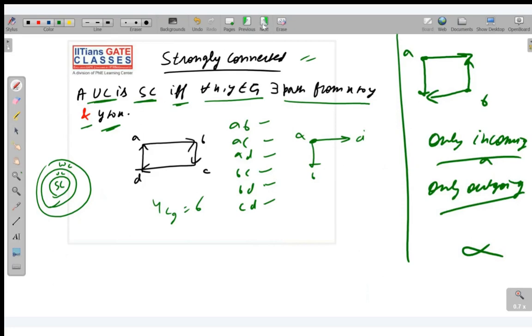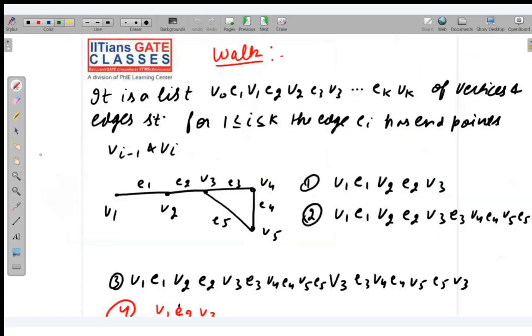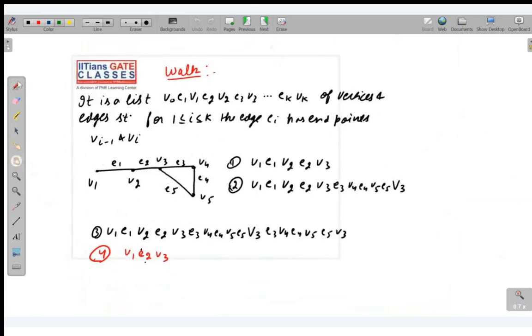Okay, so next is walk. So next definition we are starting: walk. It is a list v0 e1 v1 e2 v2 e3 v3 dot dot dot ek vk of vertices and edges such that for i between 1 to k, the edge ei has endpoints v(i-1) and vi. This is a formal definition. You just apply it, you will get more clarity.